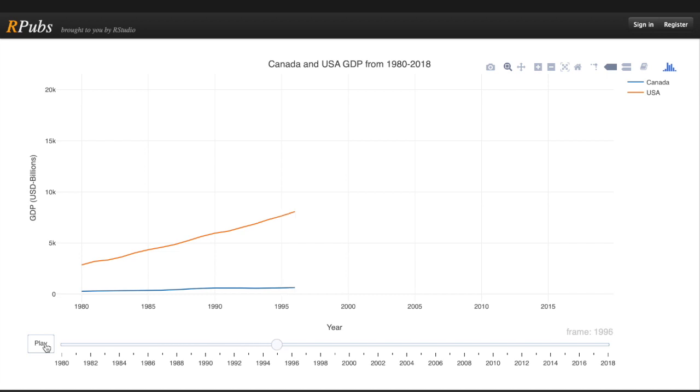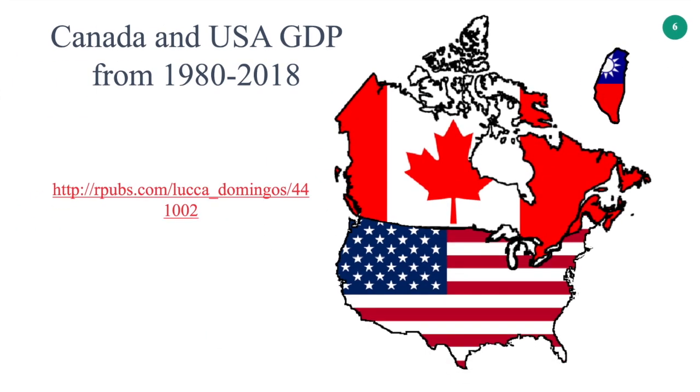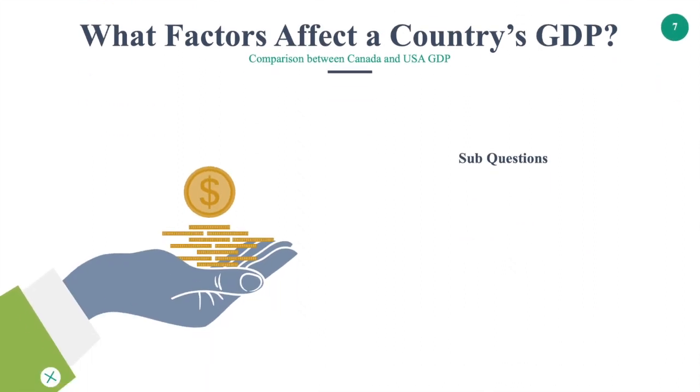So with our first graph, it shows the buildup of the two economies' GDP over time. Looking at GDP over time, we see that Canada's GDP is substantially lower when compared to the United States' GDP. This could be due to a variety of different factors such as unemployment, population, or exports and imports. So that is exactly what we wanted to explore with our project. Exactly what factors affect a country's GDP.